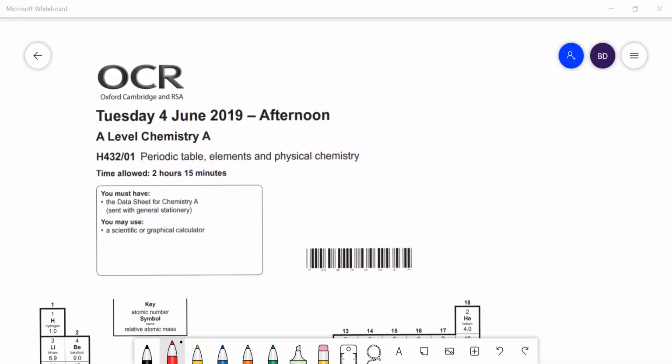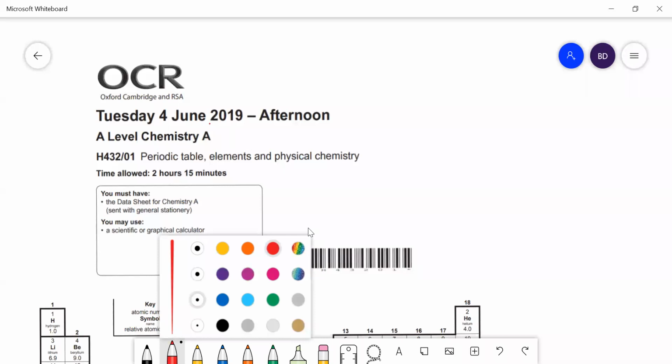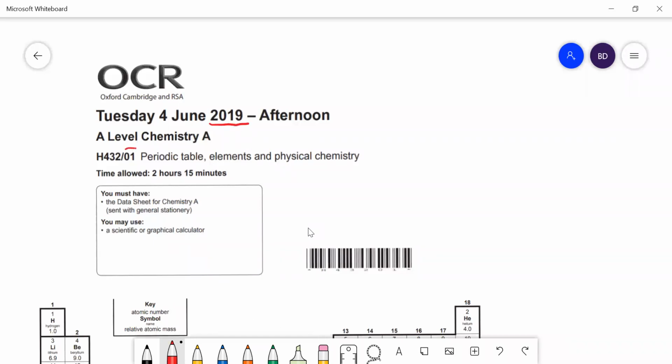Hi, in this video I'm going to go through A-level chemistry, OCR specification A, the 2019 paper, and this is paper 1. This is the second half of the paper. The first half I did in an earlier video.